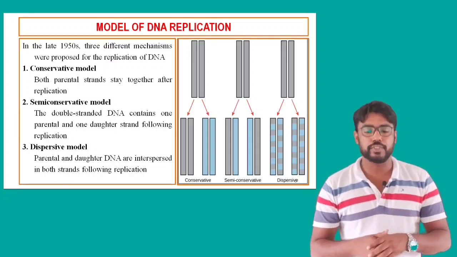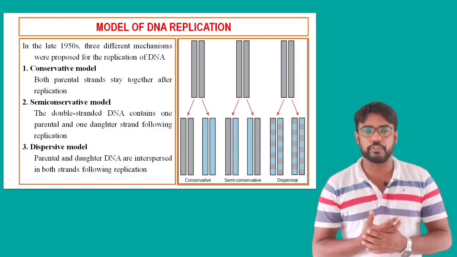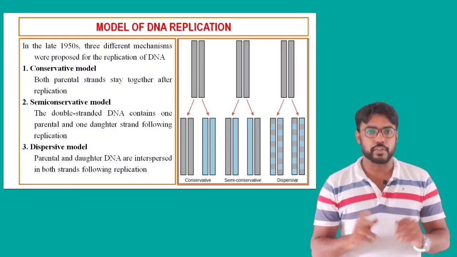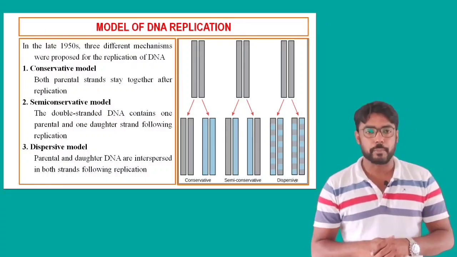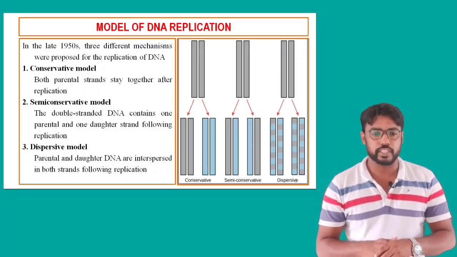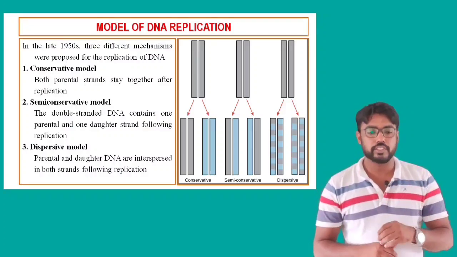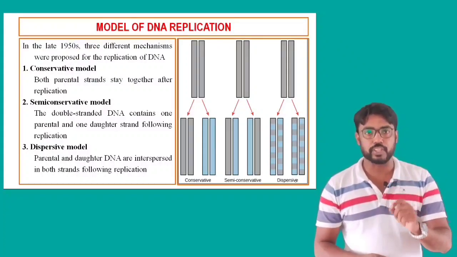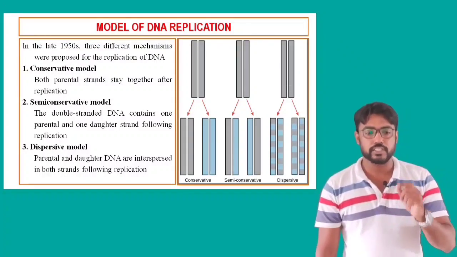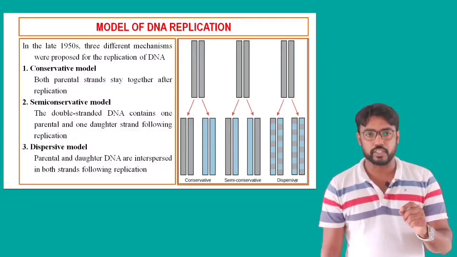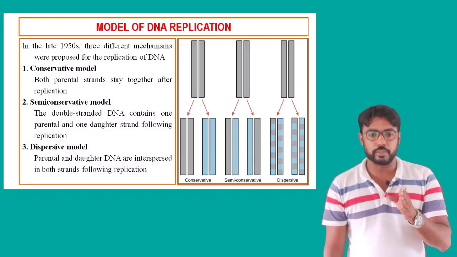In the 1950s, different mechanisms, or models, of replication were proposed for DNA. The first is the conservative model, the second is the semi-conservative model, and the third is the dispersive model. So we can see each model separately.